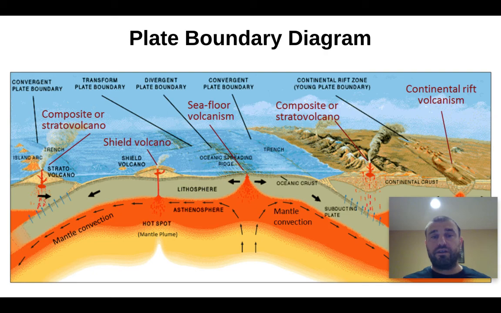And here's just a great little diagram showing you all the boundaries in one image. Okay, so right here you have ocean colliding with ocean. Here you have divergent. Here you have ocean colliding with continent. And here you have rifting. So this is just missing continental convergence. And we're going to learn about hotspots last. So this would be like where Hawaii is.